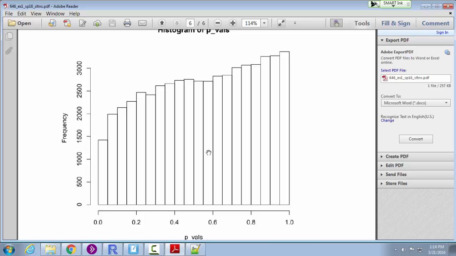If there's nothing going on in the data, all null, this should be flat. If there is some subset of the features that are differentially expressed, it should be mostly flat, but then a peak of small p-values over at the left. But we have not seen any reason to justify a picture like this. Short story is, this is correlation. Correlation ruined our inference in this case. We did an incorrect approach to statistical inference because these data are so correlated.